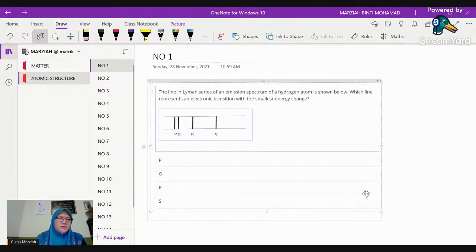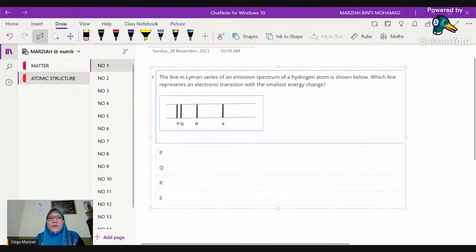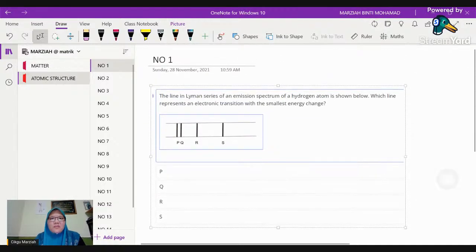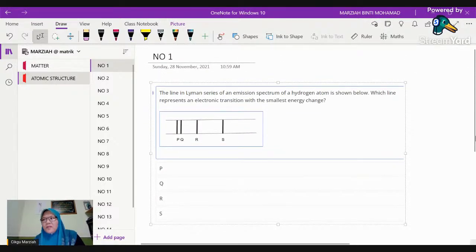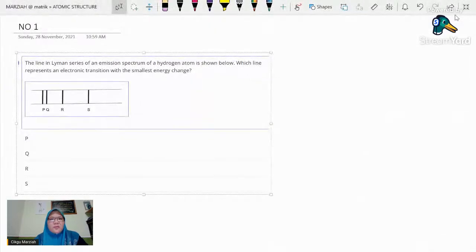Okay, alright. So kita mulakan perbincangan. Untuk topik yang kedua, topiknya adalah atomic structure. Kita ada pengiraan sedikit untuk kita kira energy, and after that it's more to orbital. So how you apply your understanding untuk jawab soalan related to atomic orbital. Okay, let's look at the first question.